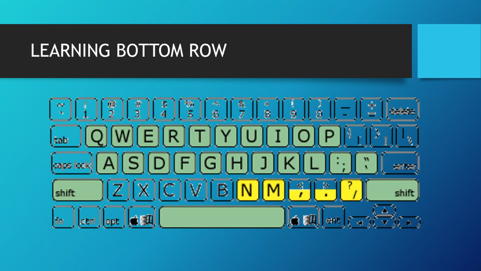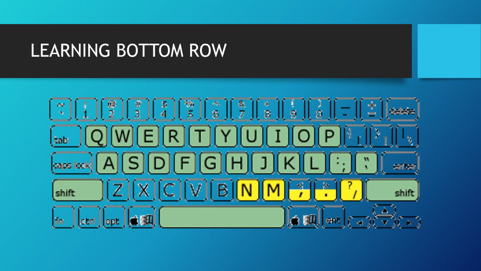Now the bottom row will be in the same format. Like we will arrange the fingers on the home row ASDF and JKL semicolon, and now the key used for A, the same finger will be used for Z. That key is for S, the same finger will be used for X. That is for D, the same will be used for C. That is for F, the same will be used for V and B.